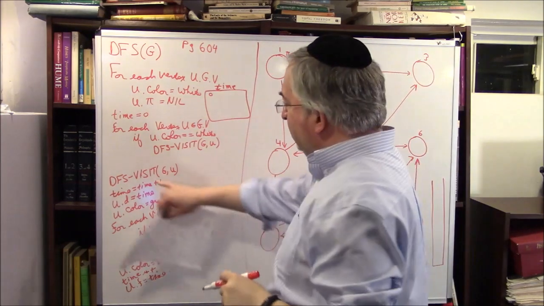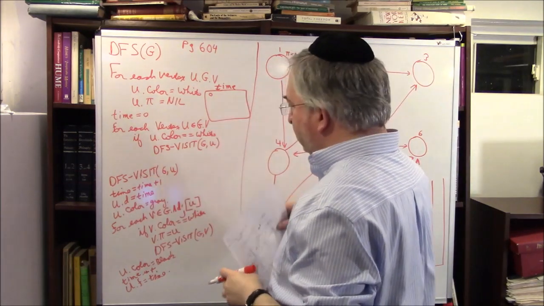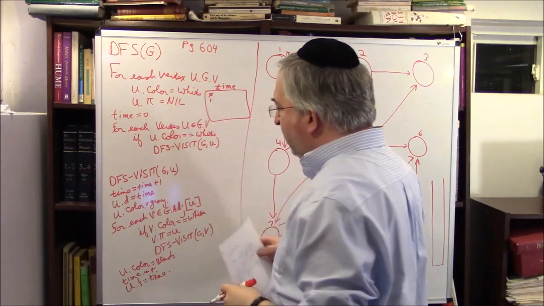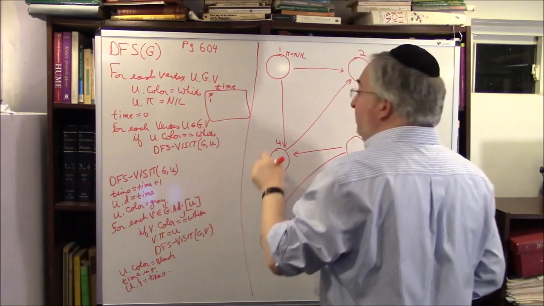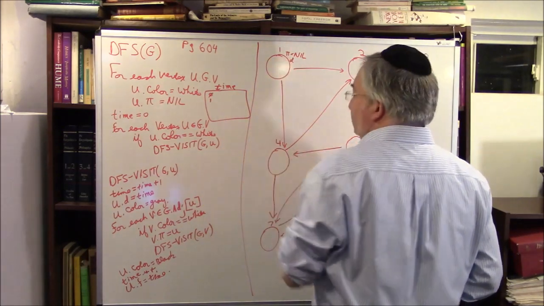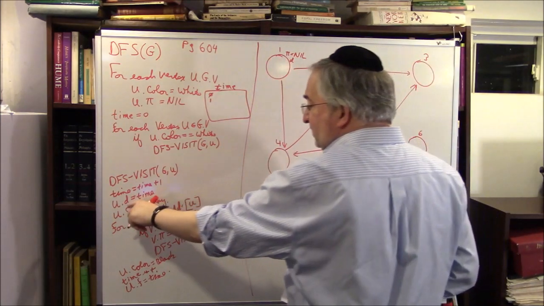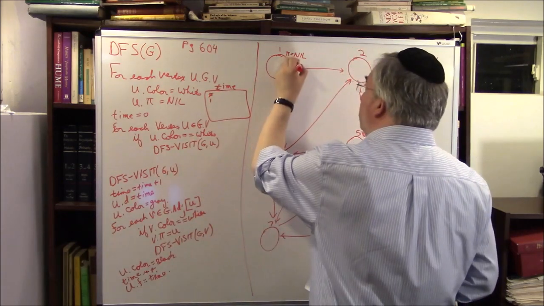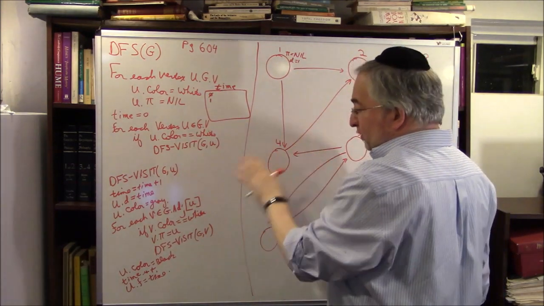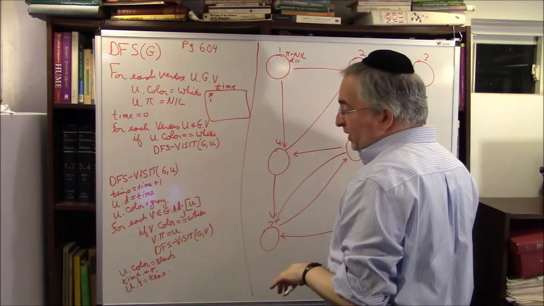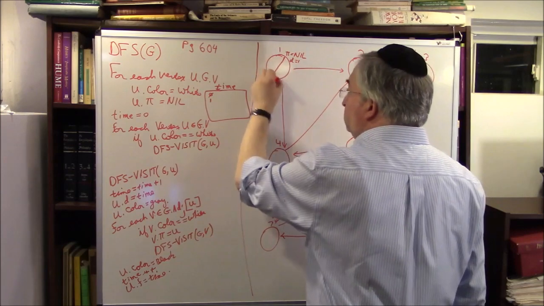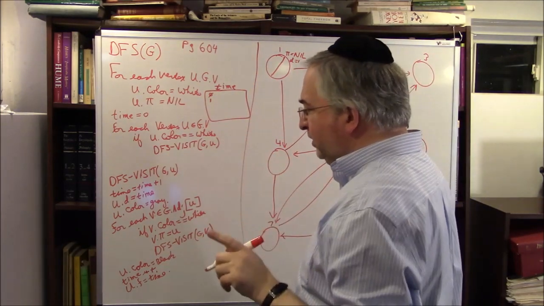Okay, now I'm going to visit with 1. Let's see what we do. Time is equal to time plus 1, so this was 0, this is 1. U dot d is equal to time, so we're visiting with 1, so his discovery time, not distance, discovery time is equal to 1. We're going to fill in its final time later on. His color becomes gray. Okay, that means don't visit him again.